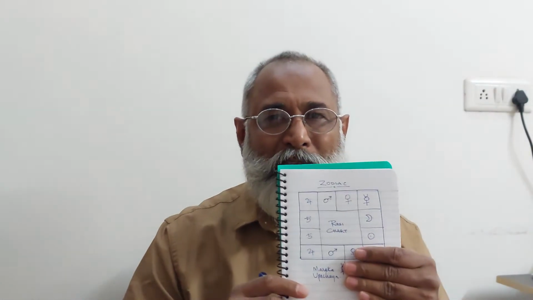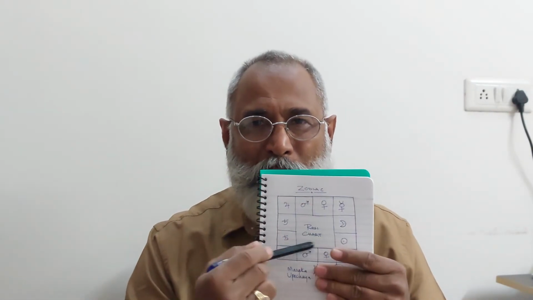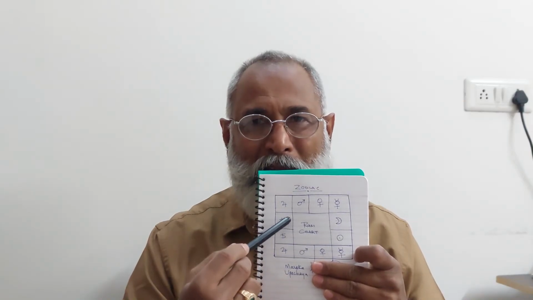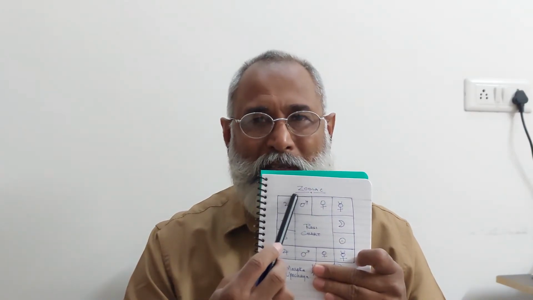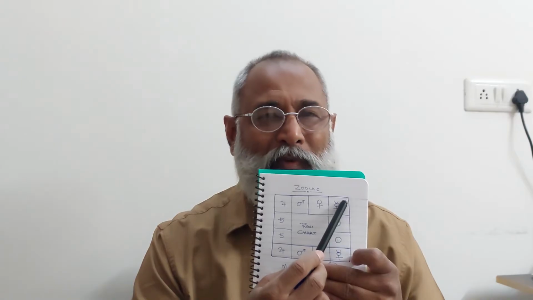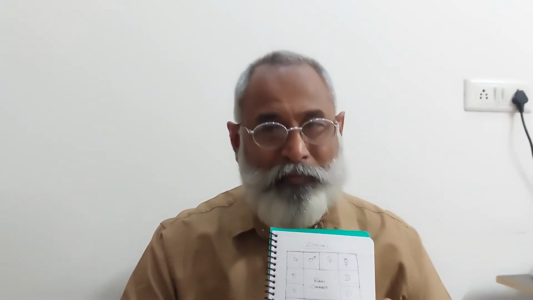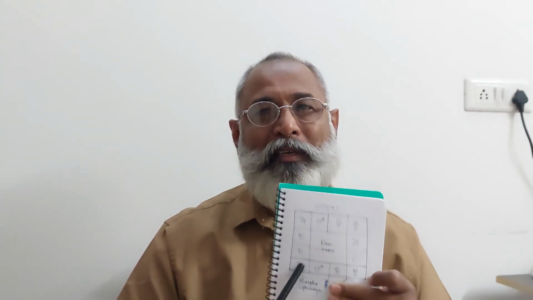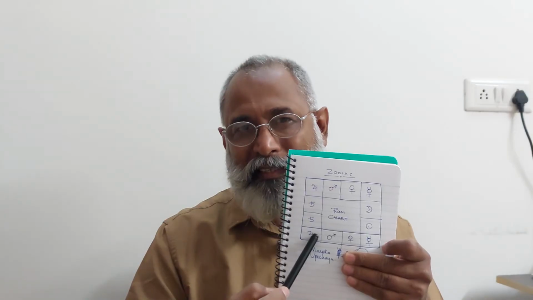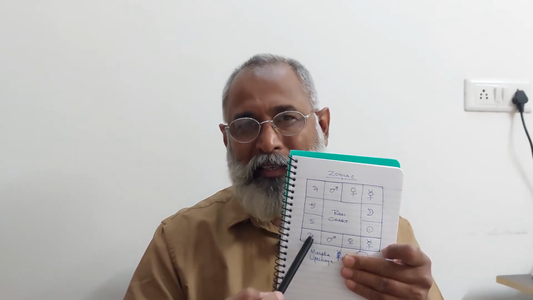So when we put this Kundali, the Rashi chart, the zodiac, we have four corners. That is Pisces, then we have Gemini, then we have Virgo, and then Sagittarius. So when Sagittarius is one of the corners, that's why we call it a corner.